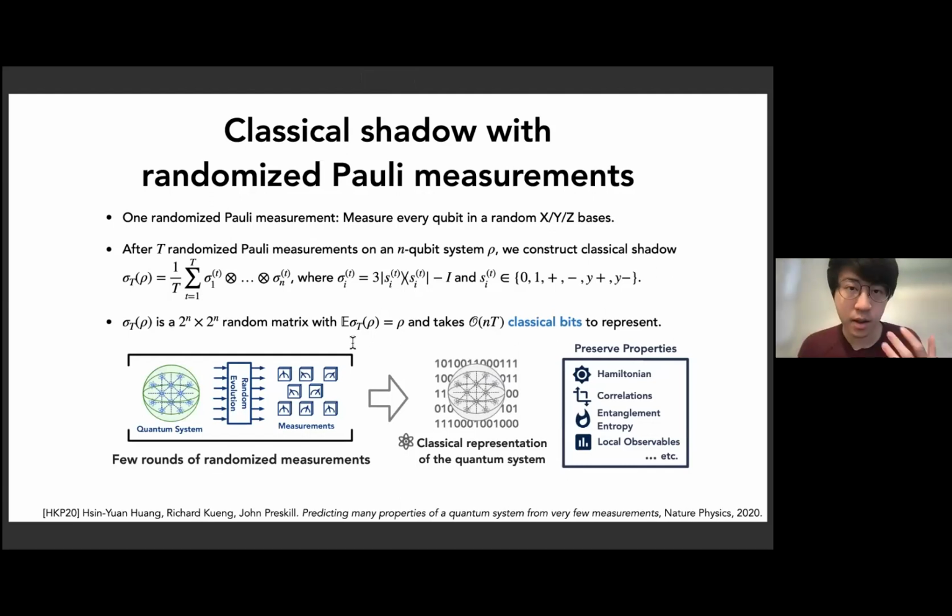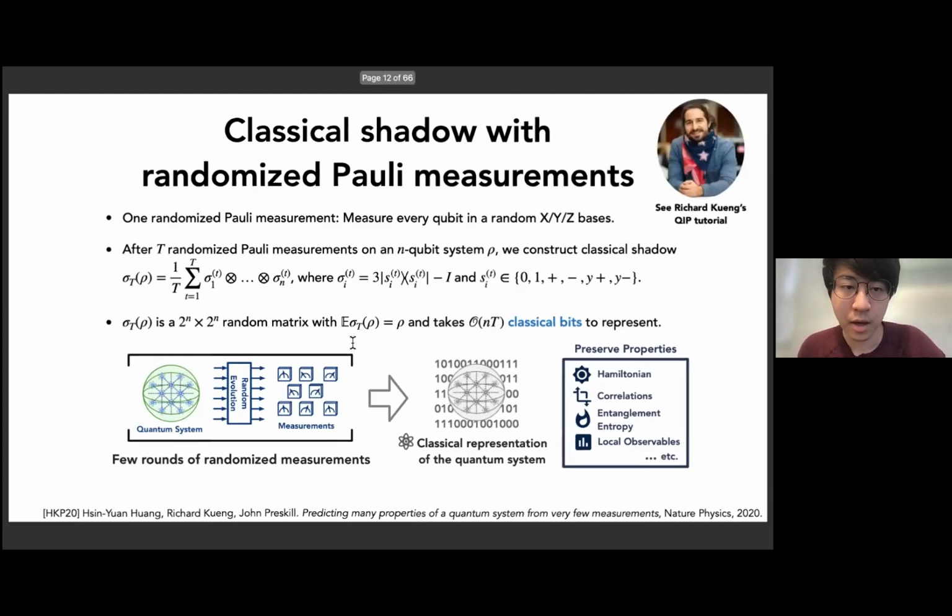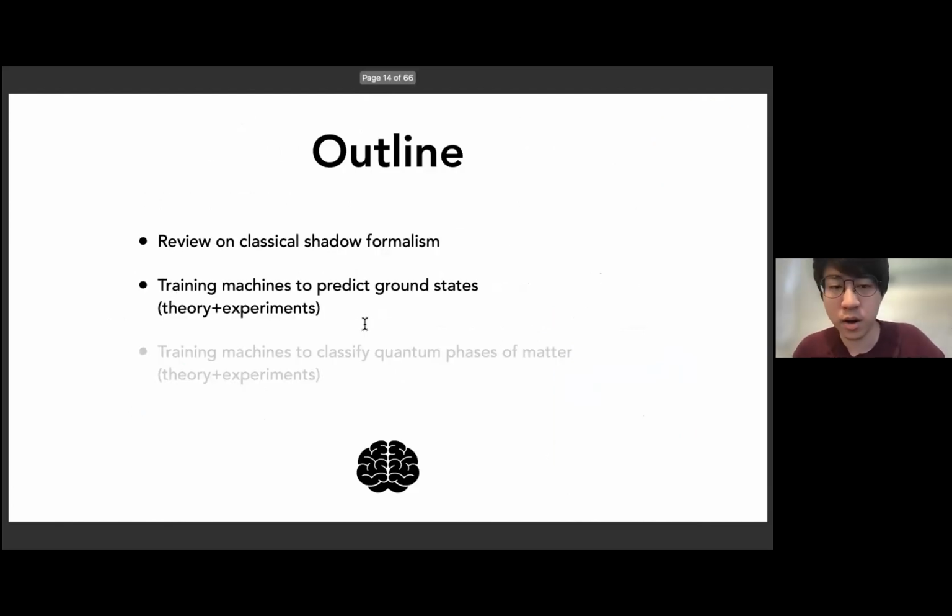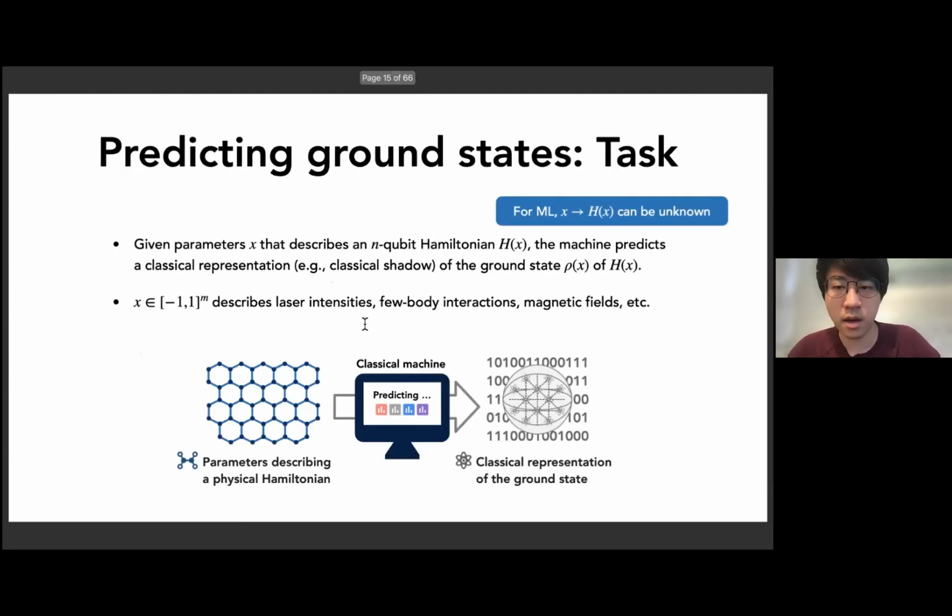So this is a basic technology that we're going to utilize for proving the further theorems in these other applications corresponding to training machines to predict ground state and classifying quantum phases of matter. So for the second part, we're going to focus on training machines to predict ground state. And here the task is very standard.